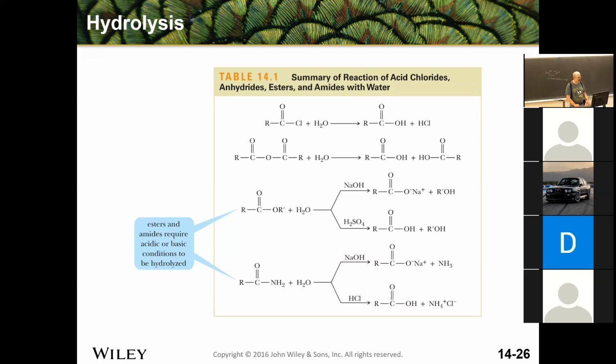Right, so here's a summary of the rankings of reactivity. Acid chlorides are up at the top, then we have anhydrides, and we have esters, and then we have amides. Acid chlorides and anhydrides can be hydrolyzed with just water. Esters and amides require either acid or base to hydrolyze them.